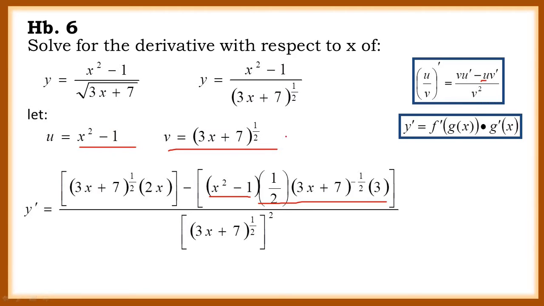Ano ba yung v natin? This part, 3x plus 7 raised to 1/2. Kinopya lang natin siya and then kinuha natin yung square. That is for our quotient rule part, and then meron tayong ginamit na chain rule dito. Now, we are done with the derivatives. The next step is just simplification. Algebra na lang to. Tapos na tayo dun sa derivative na part. Now, we simplify.